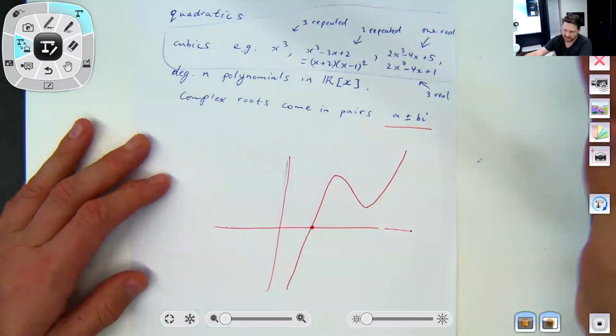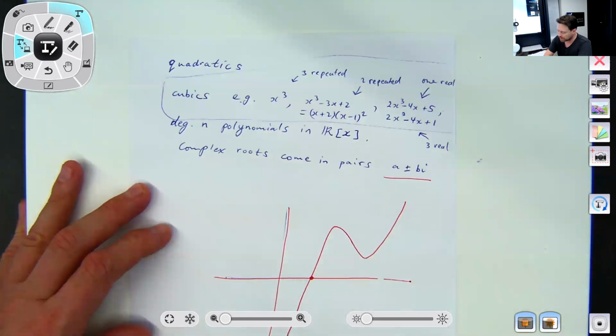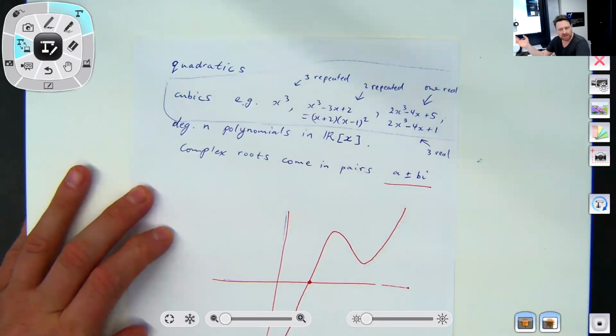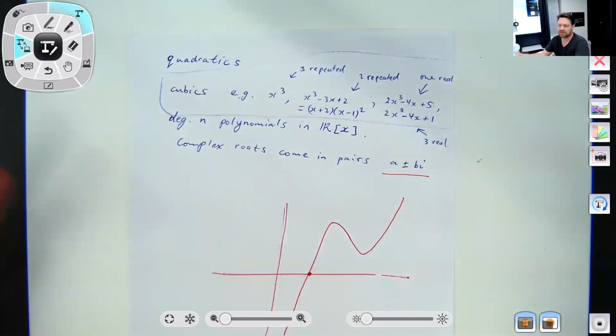So this is basically your crash course on polynomials, but you might get on Wikipedia, for example, and just have a bigger crash course on polynomials, okay? Because they're interesting.